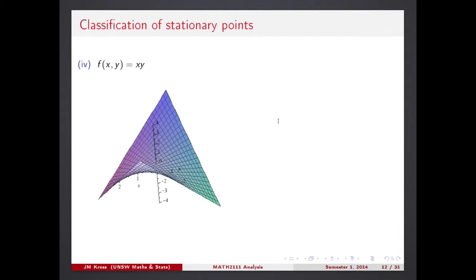Another function. Again, the picture from Maple suggests it is a saddle point, but if I'd like to see this analytically, I need to show that near the origin, no matter how close I set the requirement for the closeness of the point, I can find both points where the function takes a value less than 0 and a value greater than 0.